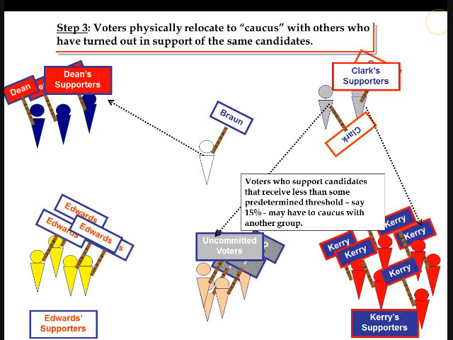So, in our hypothetical example, voters who showed up in support of Carol Moseley Braun, for example, or General Wesley Clark, may have to re-caucus with voters who are caucusing for one of the other candidates who did surpass the 15% threshold. For example, Senator John Kerry or former Governor Howard Dean.